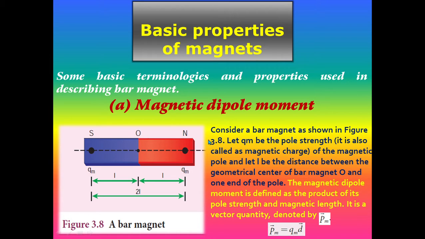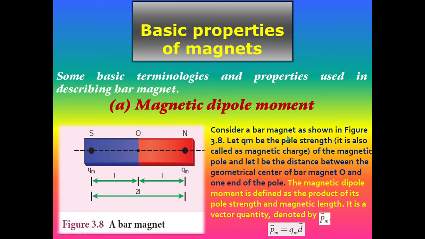So, consider a bar magnet. Here this is a bar magnet. Let Qm be the pole strength, also called the magnetic charge of the magnetic pole, and let L be the distance between the geometrical center O of the bar magnet and one end of the pole. Here this is one end, and this is the other end.